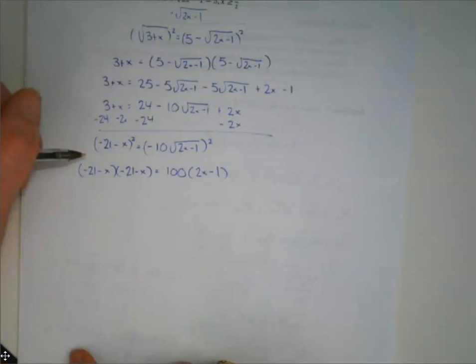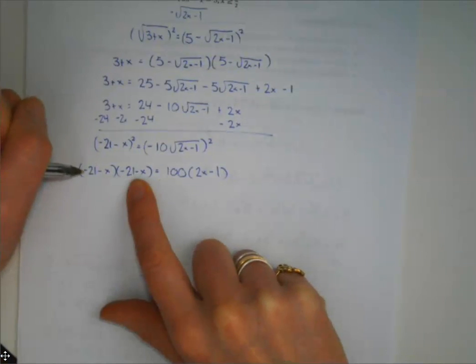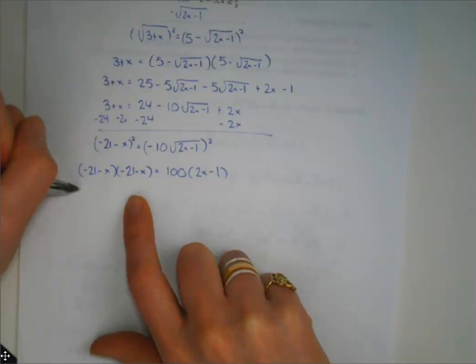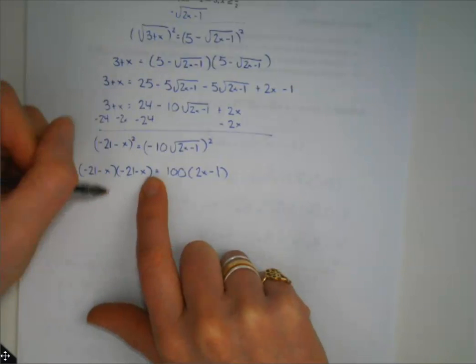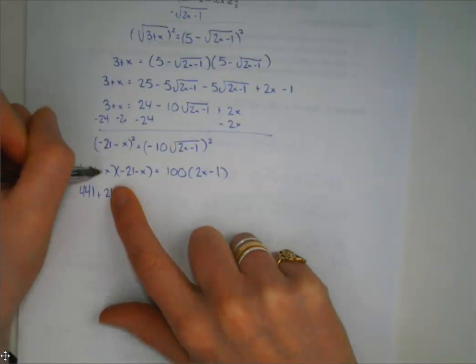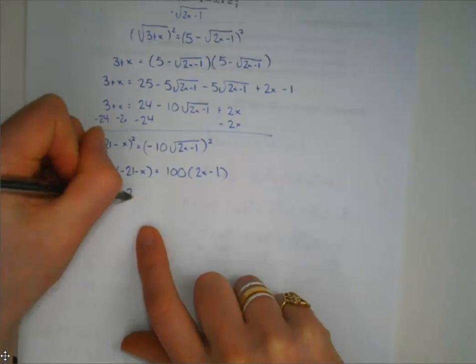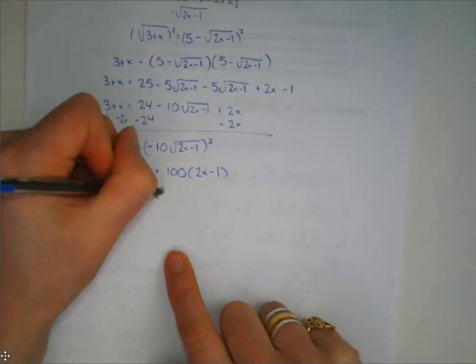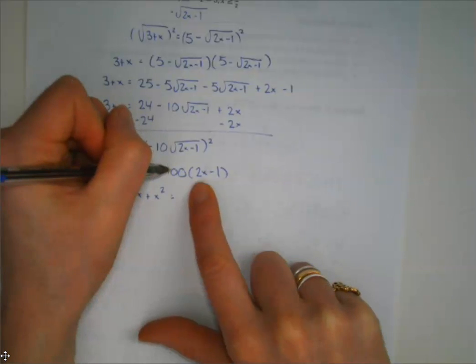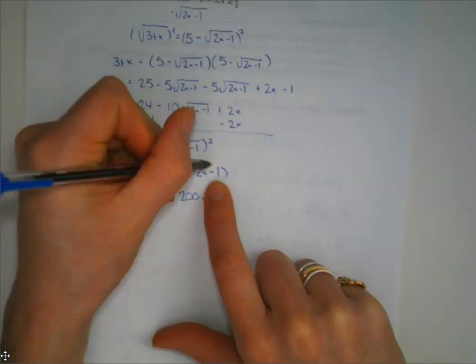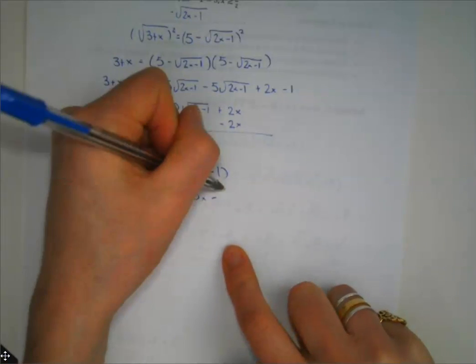So now we can start simplifying. We're going to multiply through our brackets in this step. So negative 21 times negative 21 is positive 441. Negative 21 times negative x is positive 21x. And then same thing here, plus 21x. And then negative x times negative x is positive x squared. 100 times 2x is 200x. And 100 times negative 1 is negative 100.